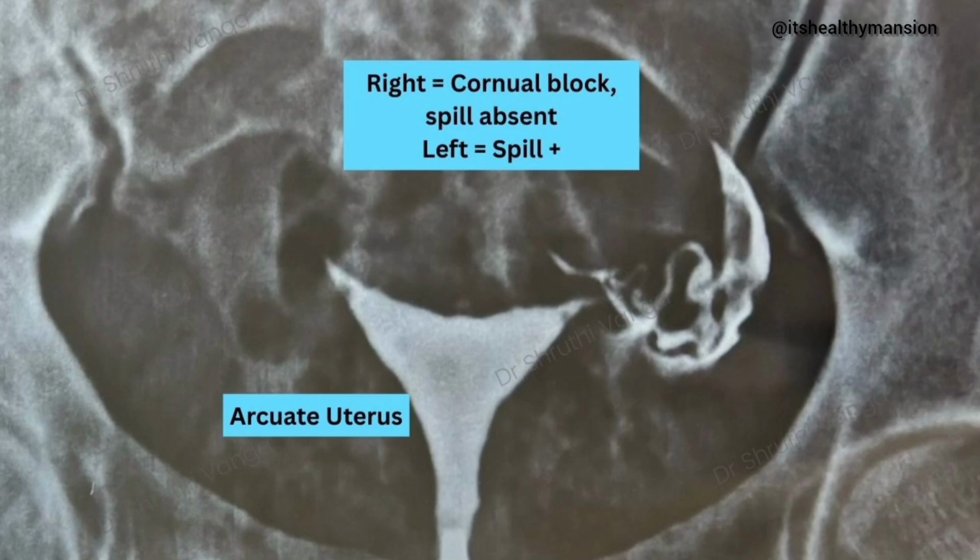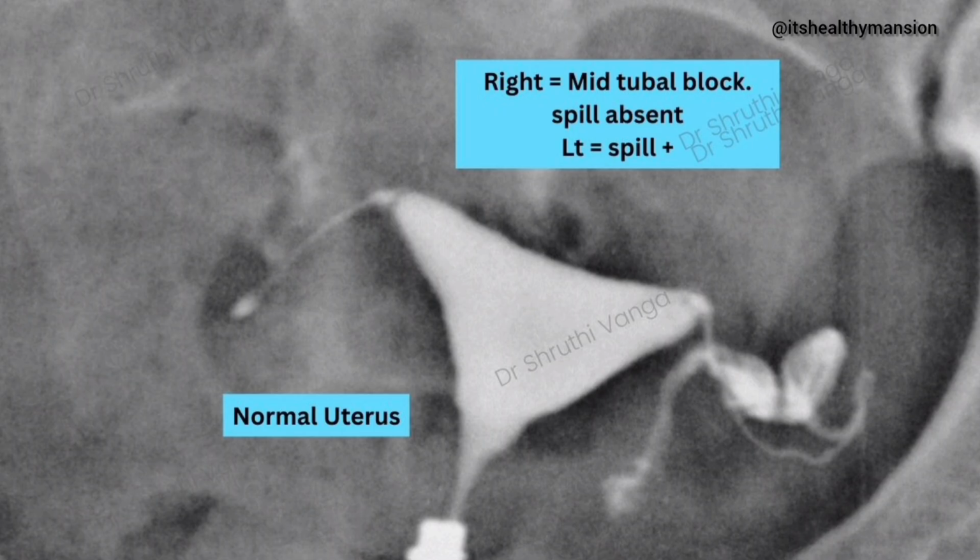So here you may see an abnormality in this HSG film. Yes, you are correct. We see there is a right cornual block because over the right side there is no spill, no spill edge is seen, whereas on the left side spillage is present. Now this HSG film says that if you see over the right side, there is a mid-tubal block. That is, after the mid-tube, there is no spillage of the dye. Whereas over the left side, you may see the spillage is positive. And this is a normal uterus.